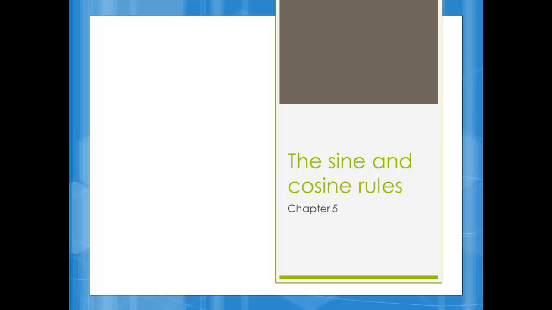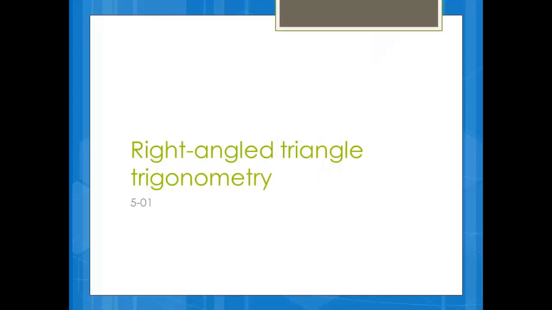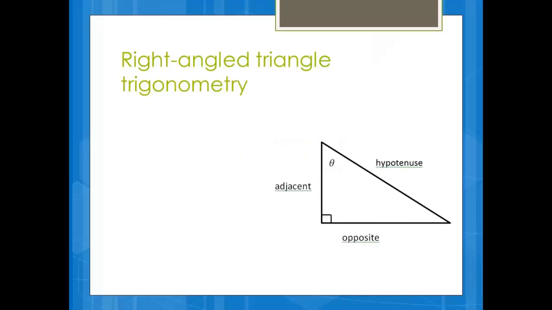This topic looks at the trigonometry of non-right-angled triangles. To begin with, we review our rules for the trigonometry of right-angled triangles. The sine, cosine and tangent rules allow us to solve for a side or angle in a right-angled triangle.